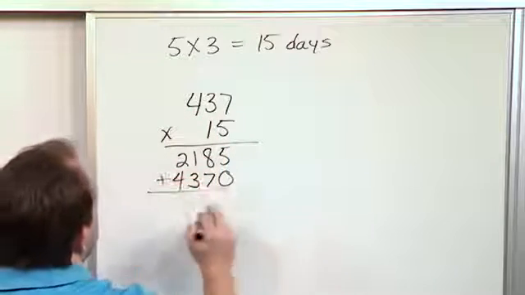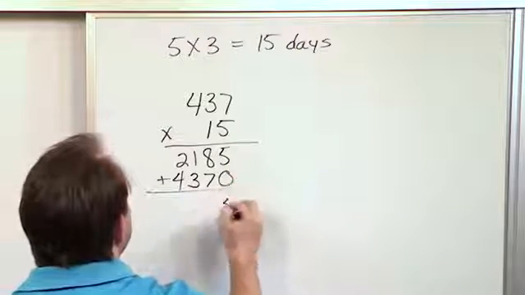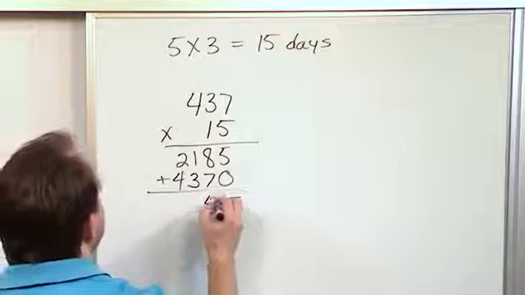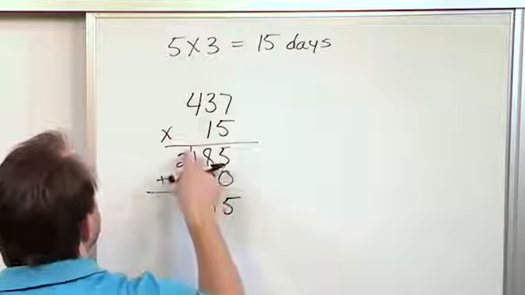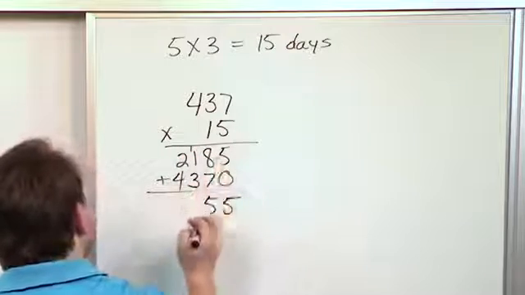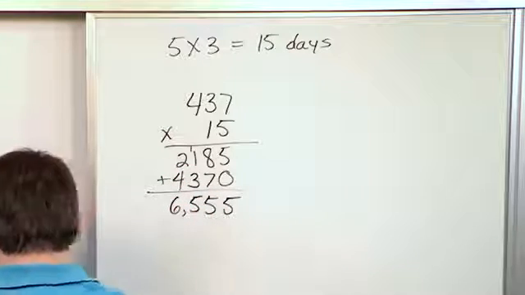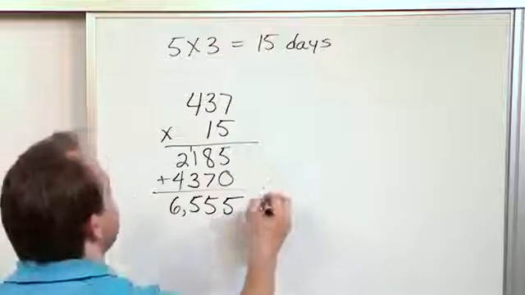And then we just add all of this up. 5 plus 0 is 5. 8 plus 7 is 15. So we put the 5, carry the 1 up here. 1 plus 1 is 2, plus 3 is 5. And then here, finally, we have 2 plus 4 is 6. So 6,555 shoes.